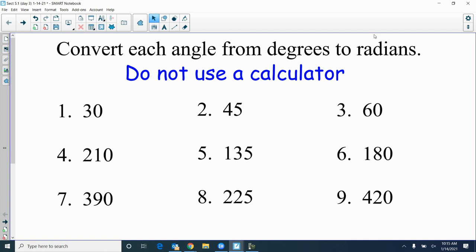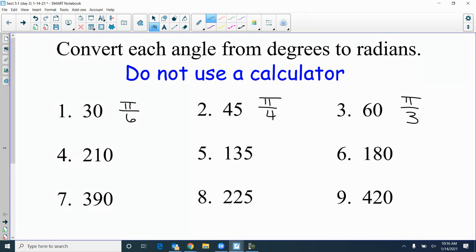Hey, learn the first three. 1, 2, 3. You just need to learn those. I mean, until you get there, you still multiply by pi over 180. Luke, what do we get from 30, 45, and 60? Pi over 6, pi over 4, and pi over 3. Good. Pi over 6, pi over 4, pi over 3.